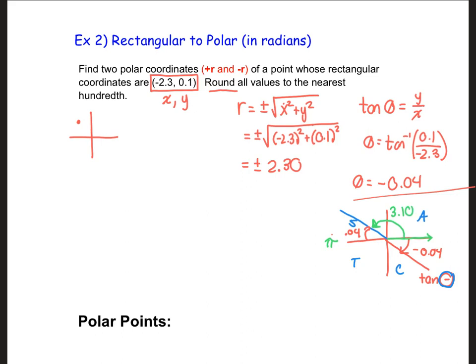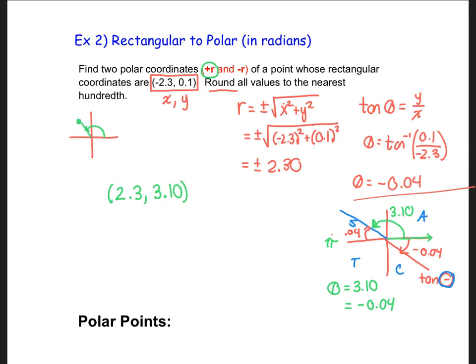So at this point, it looks like we have two angle values that we can use. We have an angle value of 3.10 in the second quadrant, but we also have across from that an angle value of negative 0.04 in the fourth quadrant. Now combining all of this together, if we want to use a positive radius, let's start with that positive radius. So that means we're going to go out about 2.3 units, and we're going to be using our angle that actually falls in the second quadrant. Our angle is 3.10.